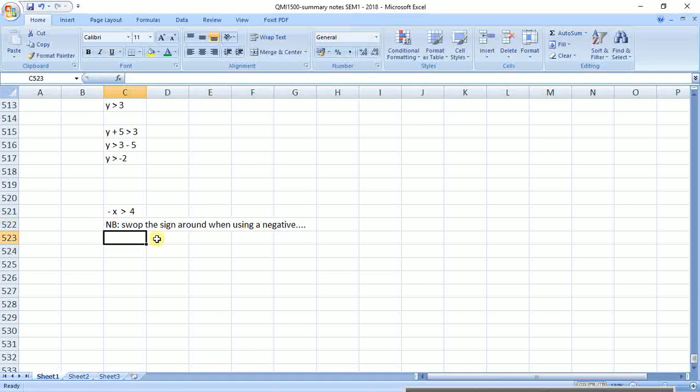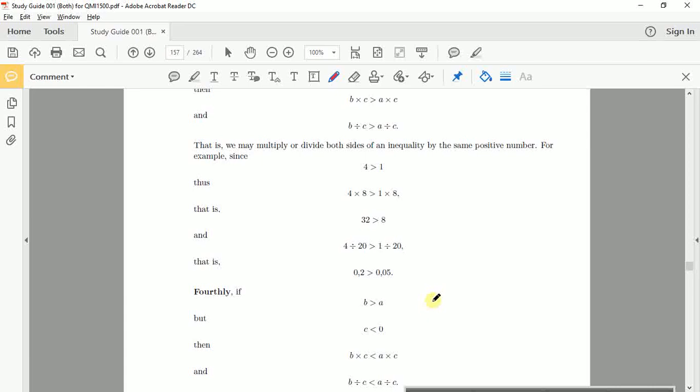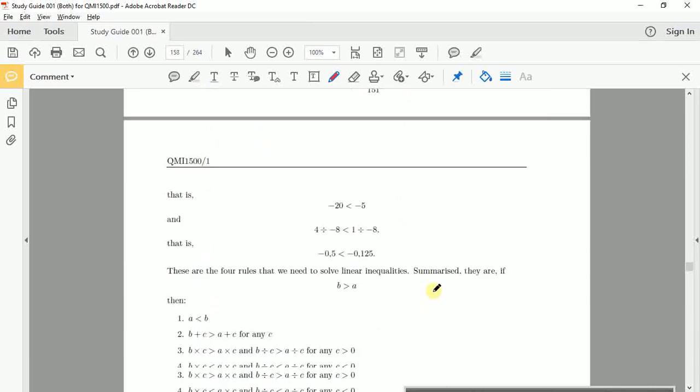Okay, right, so this would be, let's even make it 2. Let's do this: minus 2x greater than 4. So what would you do? You would have x less than 4 divided by minus 2. Okay, so x is less than minus 2. Just remember to swap the sign around. That's also something else that you need to remember when you do these type of questions.